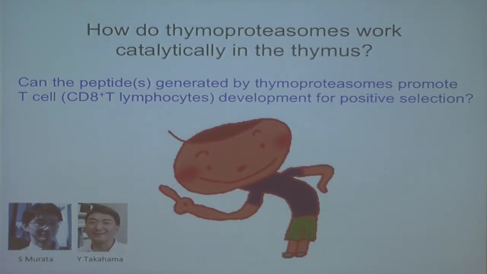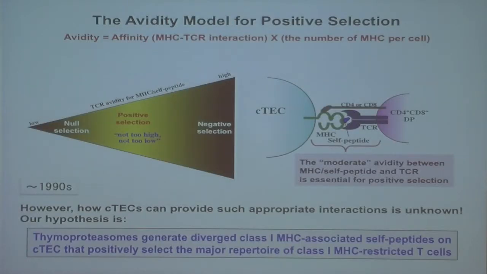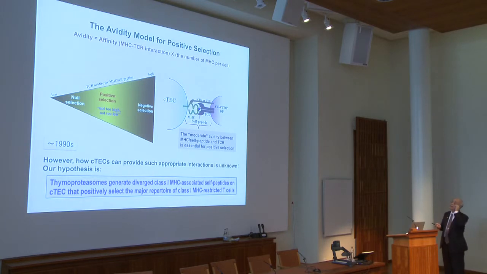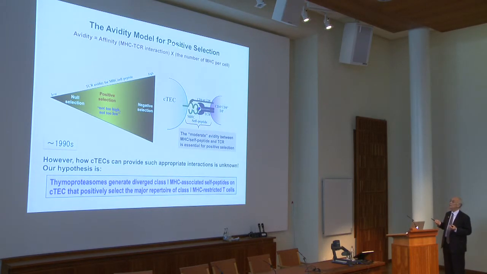This work was done by collaborators Murata and Takahama at Tokushima University. This is an unpublished result. As you know, regarding the mechanism of positive and negative selection, a long time ago immunologists proposed an avidity or affinity model.